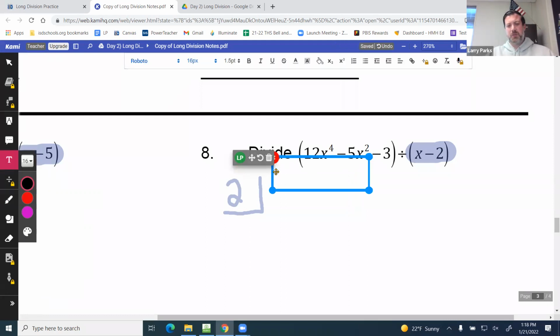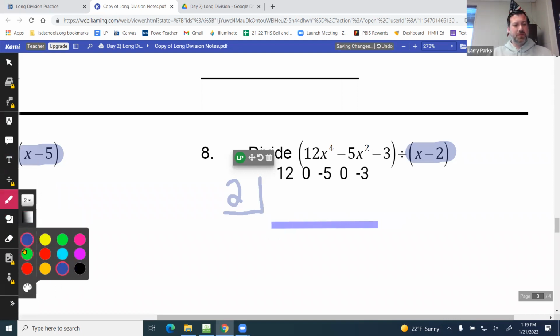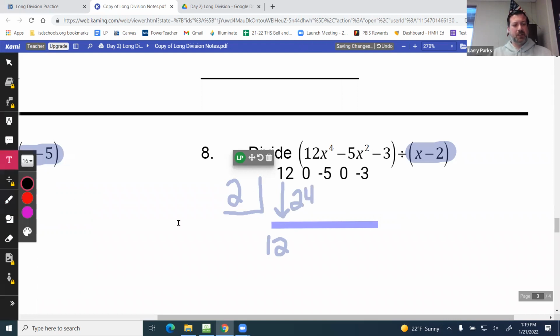So it's 12x to the 4th, and then we're missing the x to the 3rd. X squared is negative 5. There we're missing the x term, so put a 0. And then we have our constant, negative 3. And so what happens, and again, I don't expect you to understand this, is you bring down this term. So that's 12. And then you bring that down and multiply, and that goes here, so that'd be 24. And then you take 0 plus 24, that's 24.